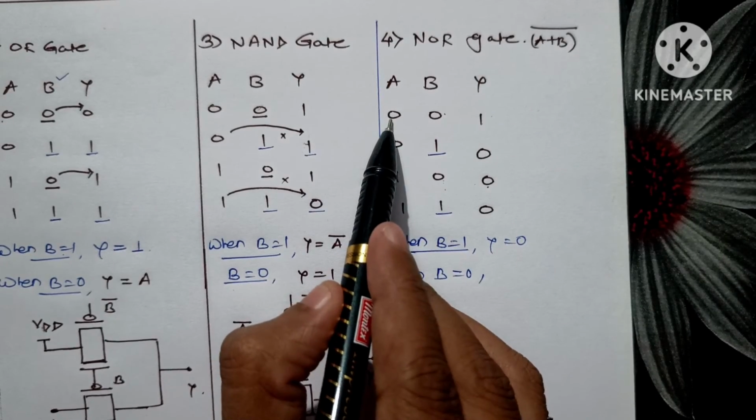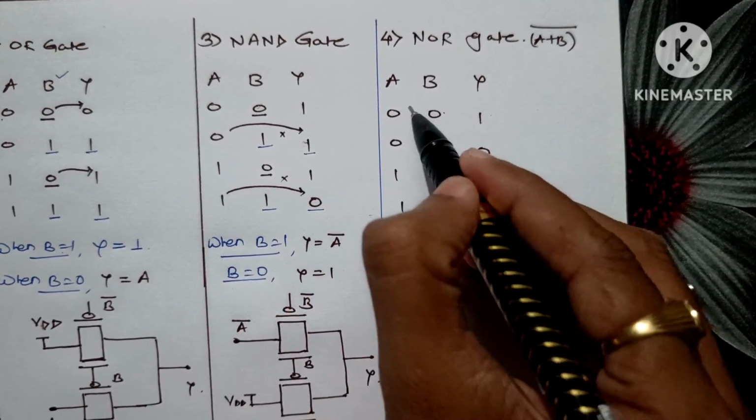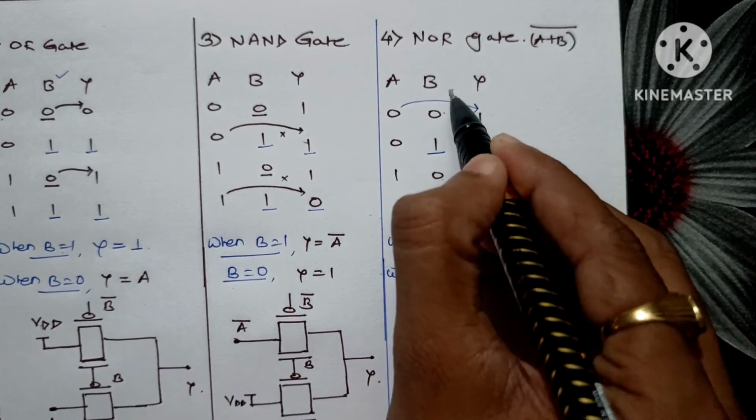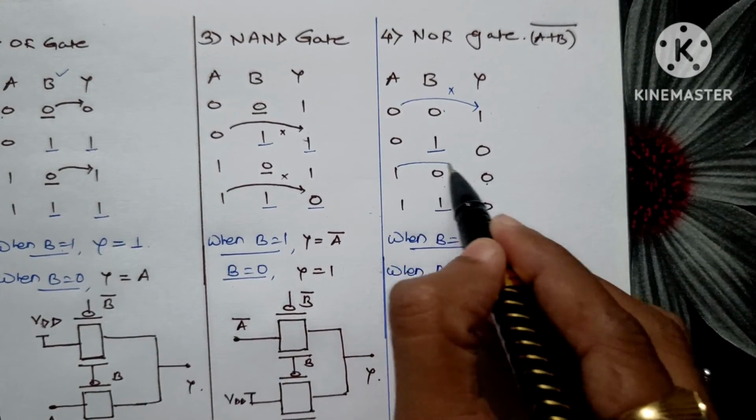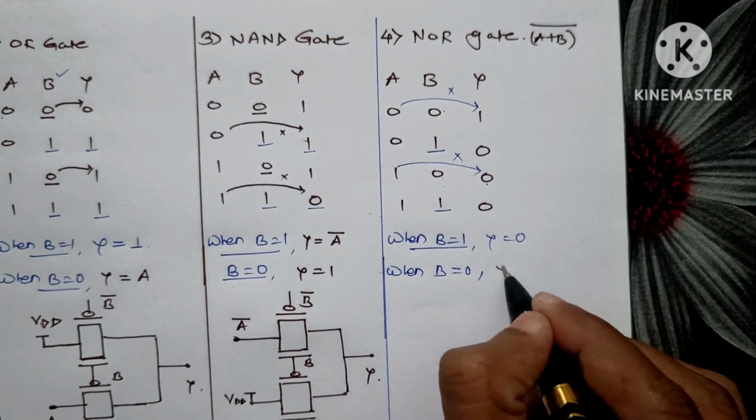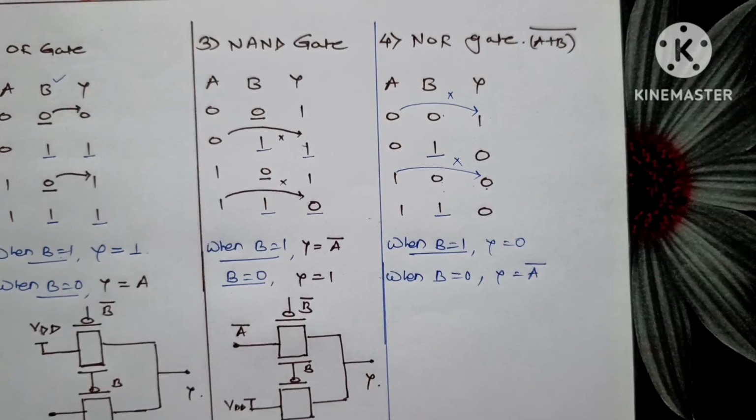So we can look at A. Here A is 0 and the output is 1, so it will be the complement. Here A is 1 and the output is 0, again the complement. So you can write Y is connected with A bar.